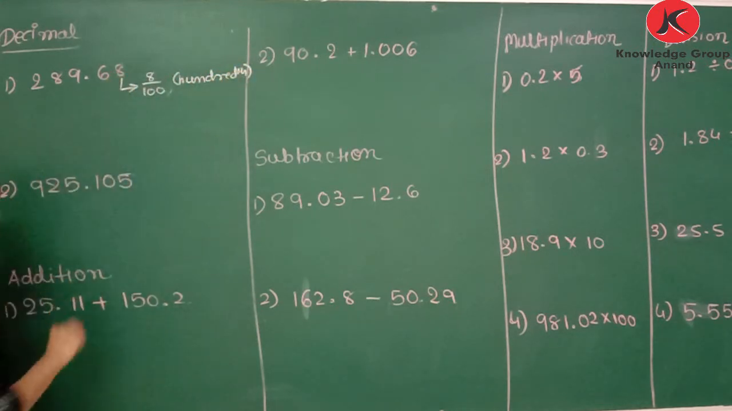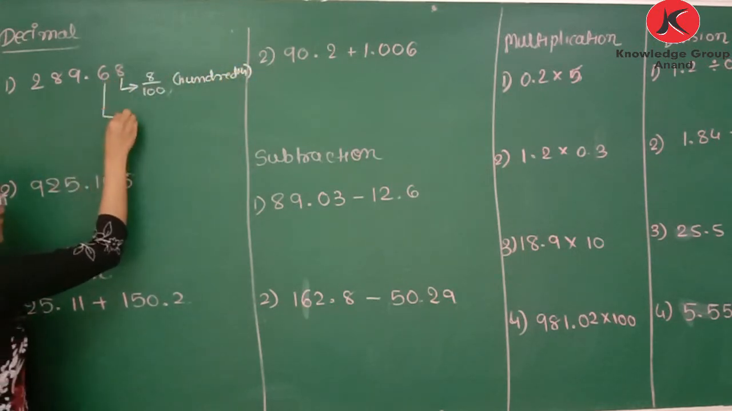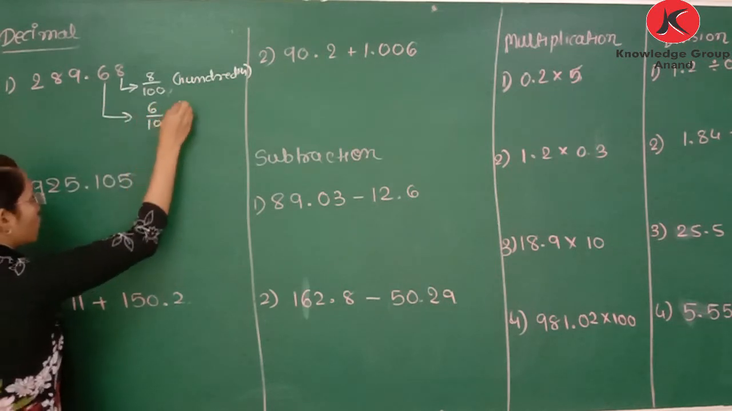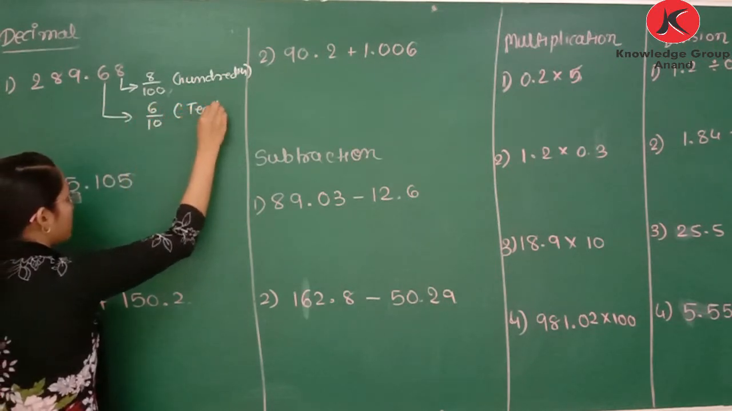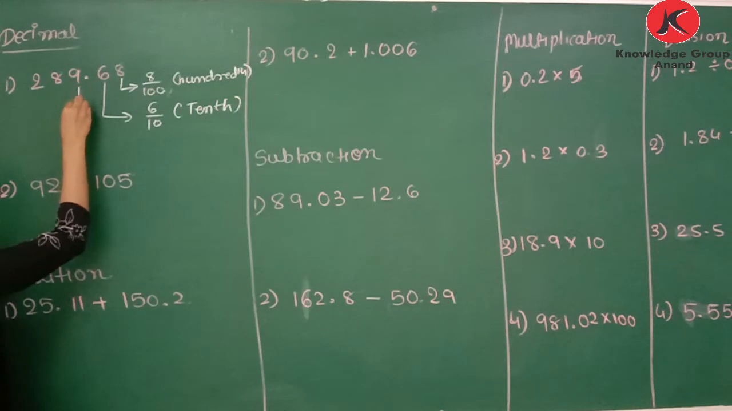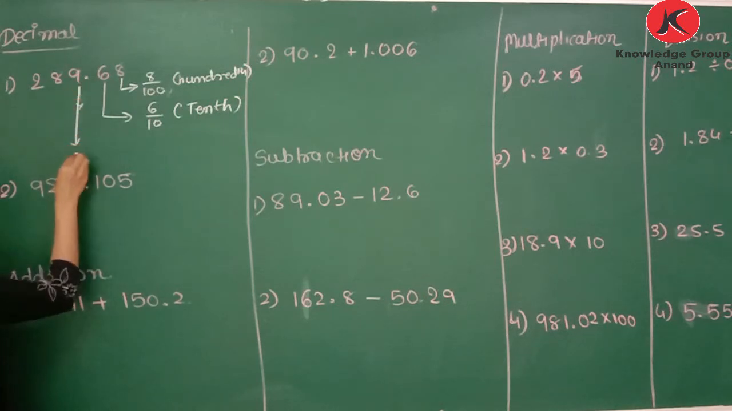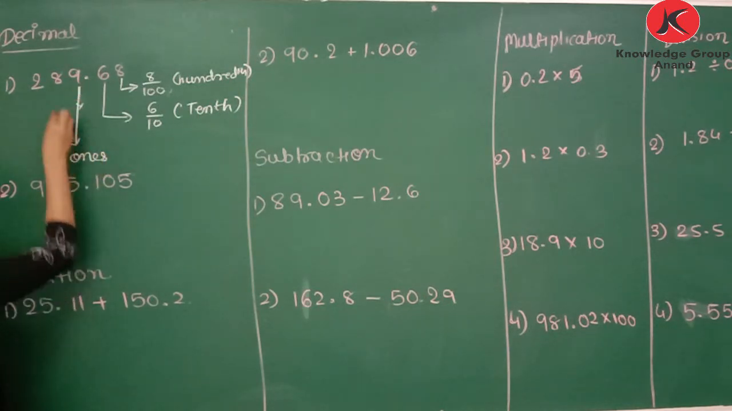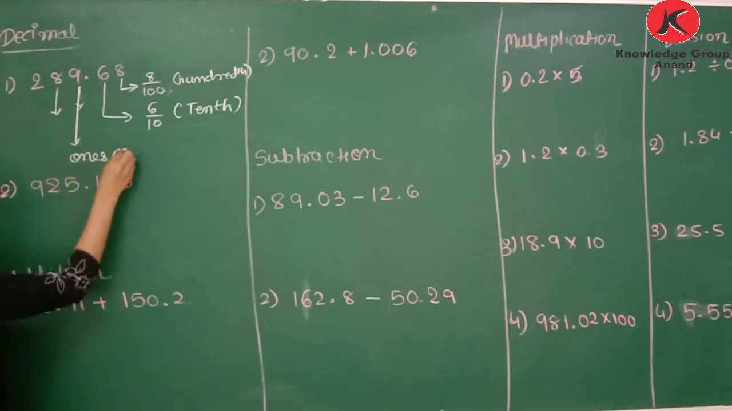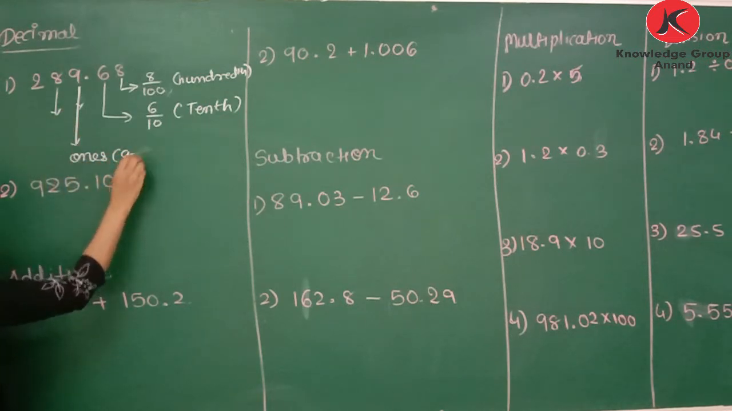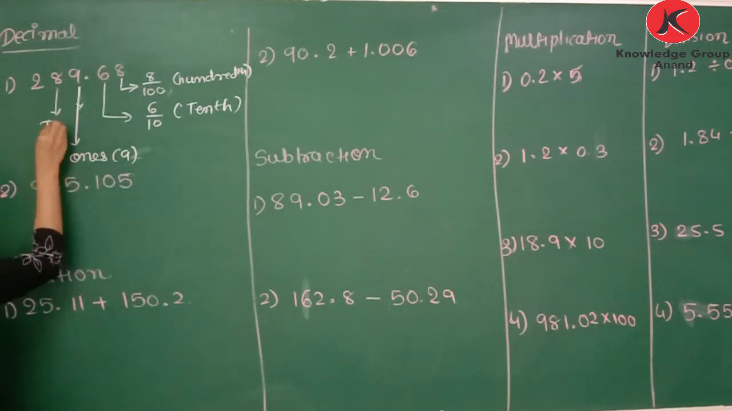Place value of 8 will be 8 by 100. Now place value of 6 will be 6 by 10. Why? Because it is at the 10th place. 9 at the 1's place, so place value will be 9. 8 is at the 10th place, so place value is 80.